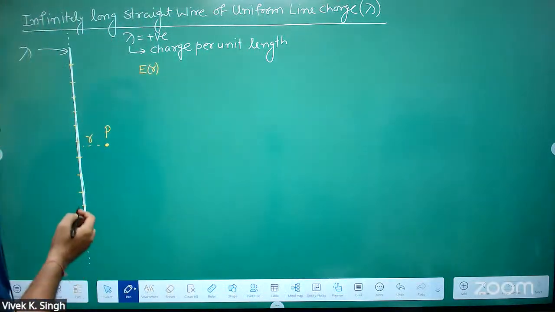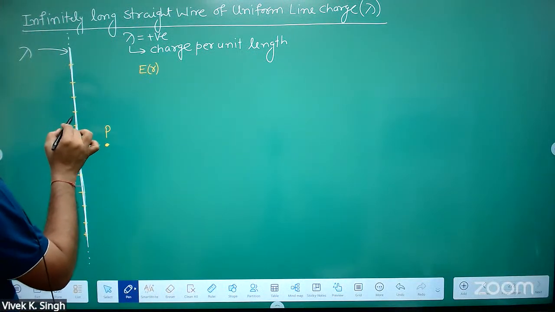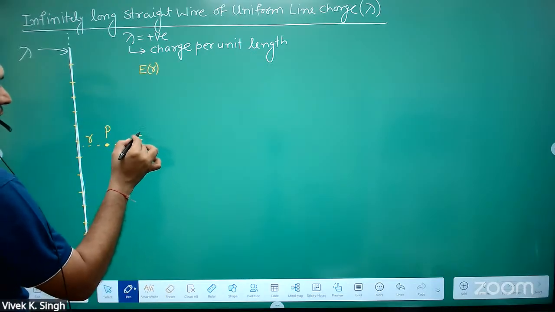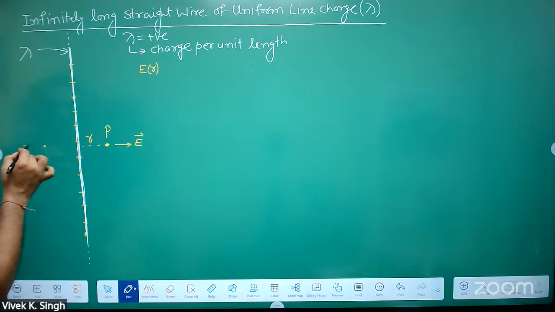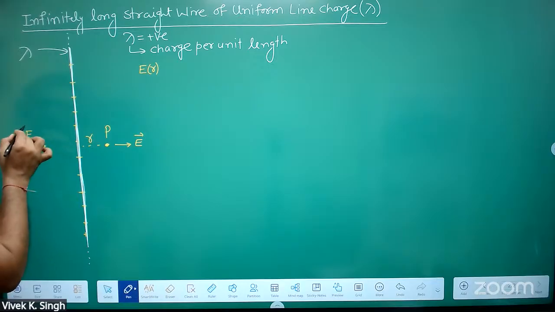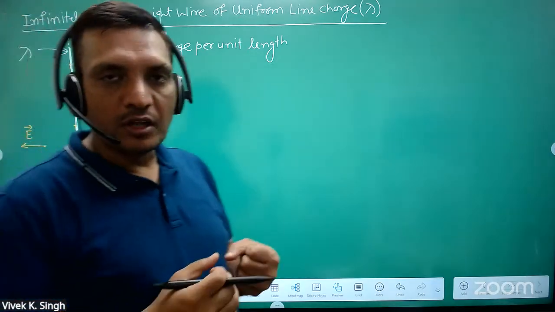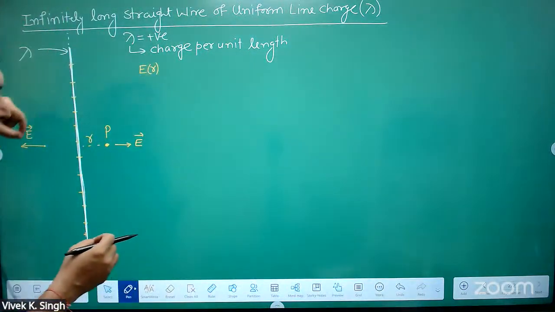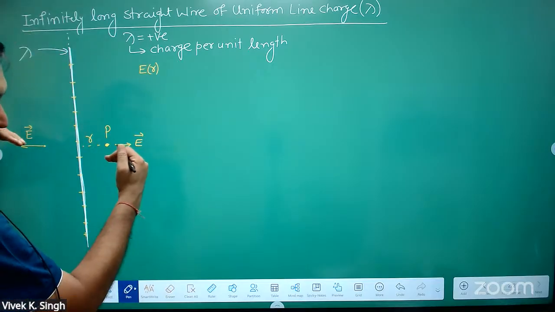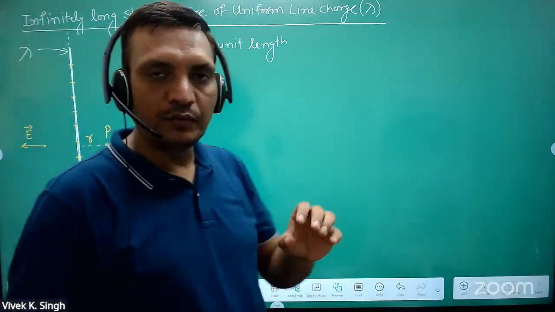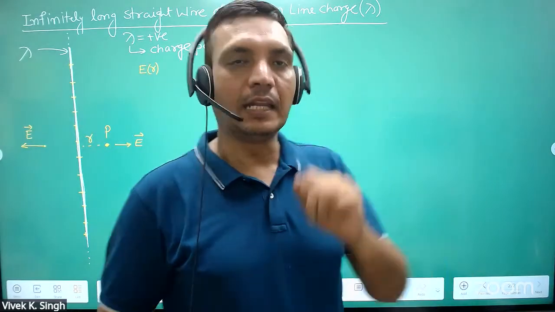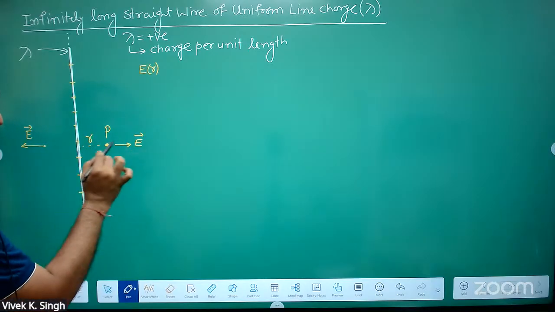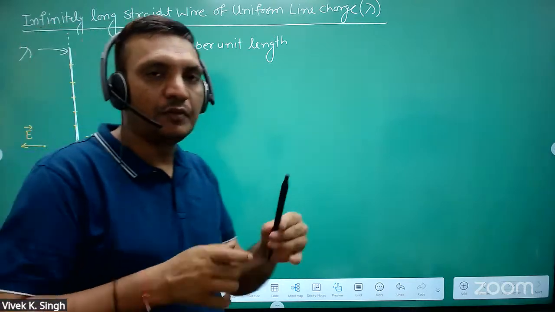And what will be the direction of the field? Because this charge is positive, field will be radially outward. This is the direction of the electric field. If you take some point here, this is the direction of electric field. अगर वायर पॉजिटिव है तो इलेक्ट्रिक फील्ड इज अवे फ्रॉम द पॉजिटिव चार्ज. If this wire is negatively charged, then field will be inward. So direction you know whether it is positive charge or negative charge. ठीक है? So in this symmetry, field will be outward because of the symmetry of the wire.